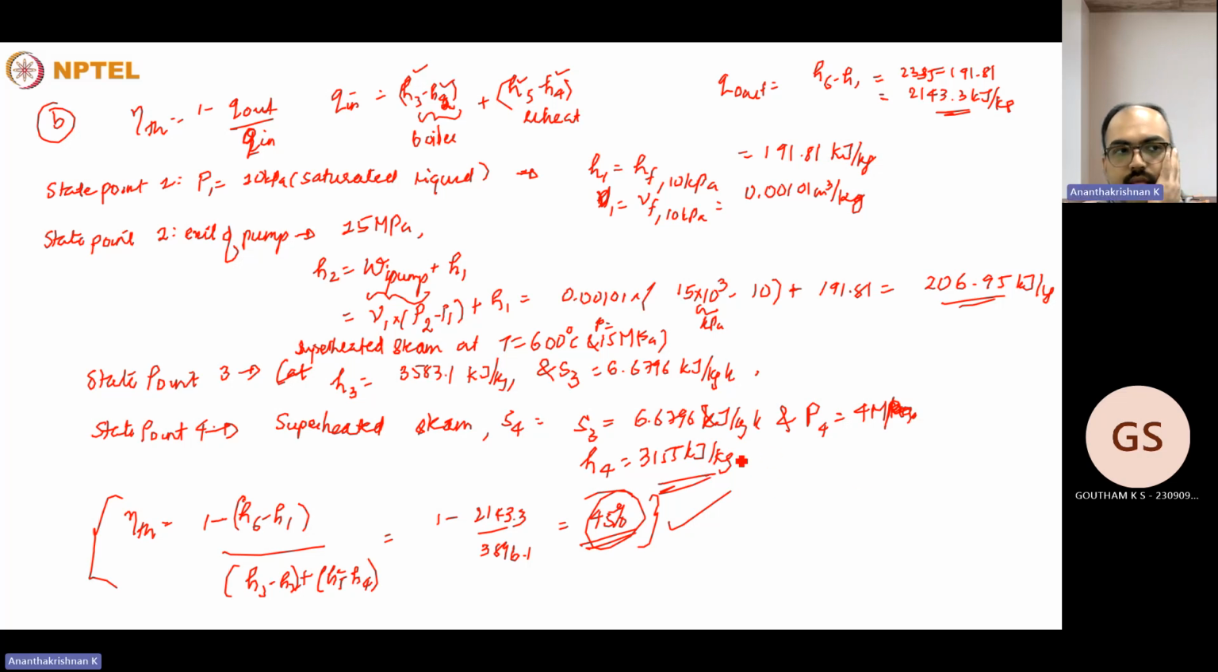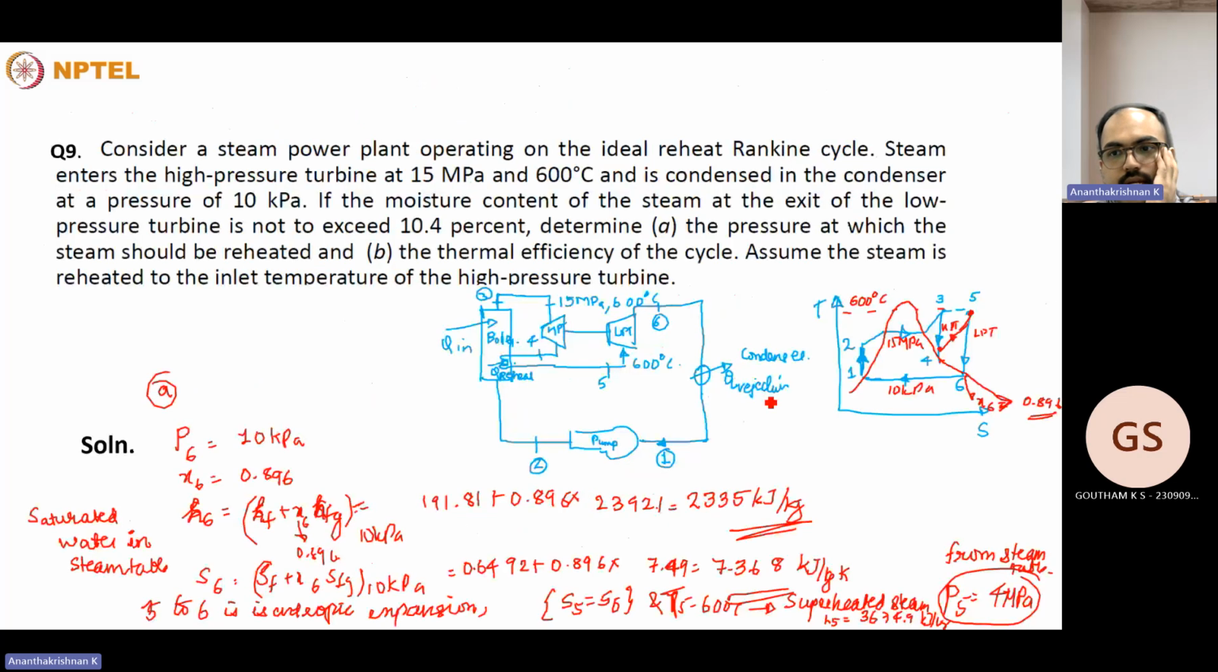So it's a straightforward case. What we try to do is that this is the case of a Rankine cycle with reheating. Here we try to calculate, so we had to calculate the pressure at which the steam should be reheated.